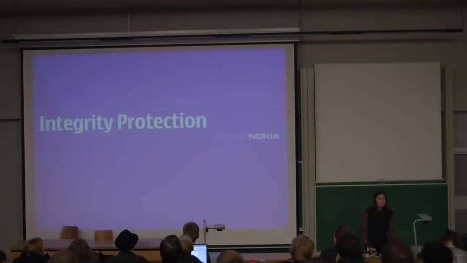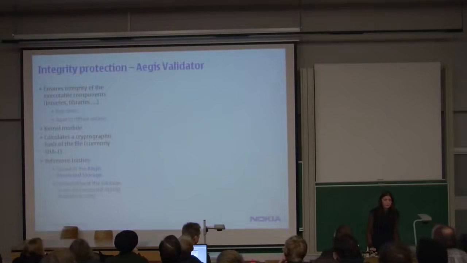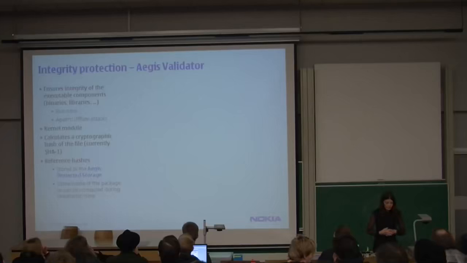So let's move on to the integrity protection now. We have two main components here. The first one is the ITS validator. This is a component which ensures the integrity of all executables, all different executables like binaries, libraries, and scripts on the platform.